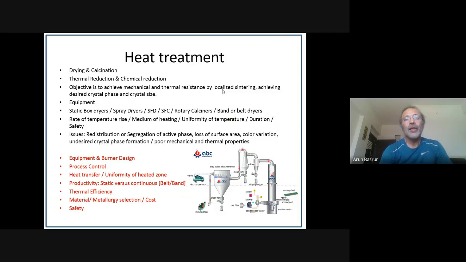During heat treatment, one more thing that happens is the formation of different crystal phases and crystal sizes. These are again important for realizing proper performance or catalytic activity from the catalyst.